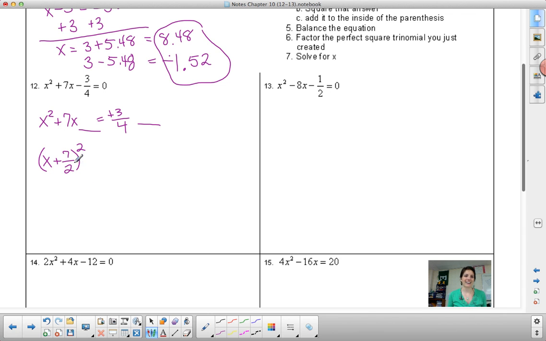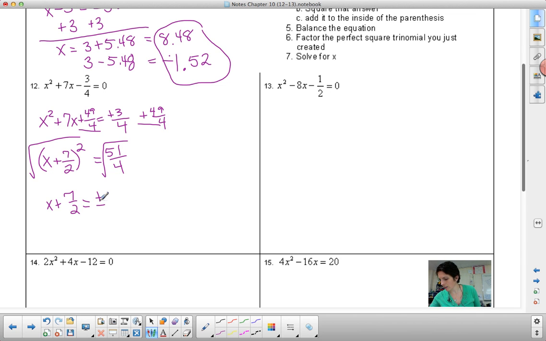Maybe I'm going to work through this whole thing. So to do 7/2 squared, remember 7/2 times 7/2, so we're going to add 49/4. And we get positive 51/4. And we can take the square root of both sides so that we get x plus 7/2 equals plus and minus the square root of 51/4, which is the square root of 51 divided by 2, which is 3.57.